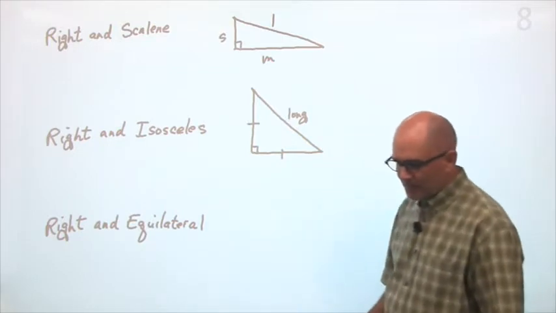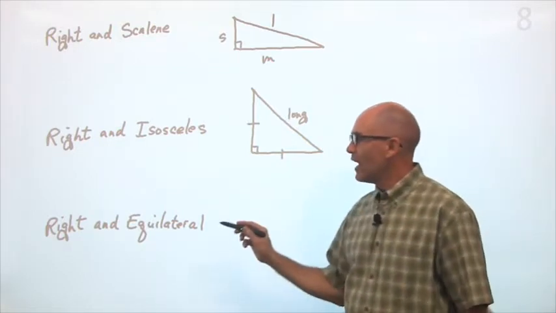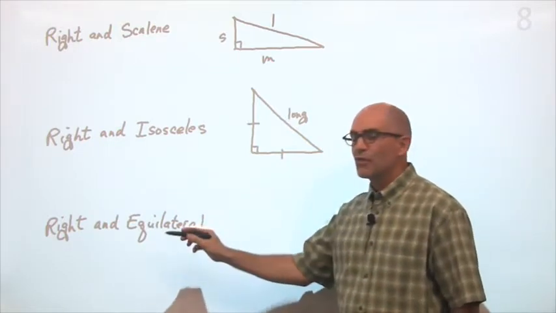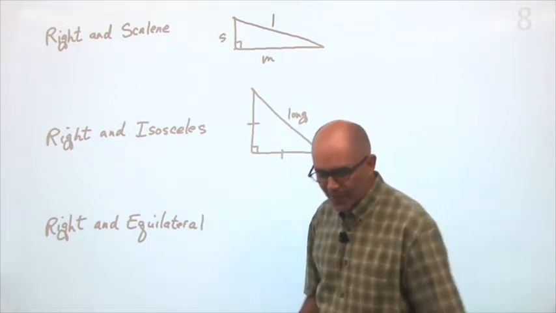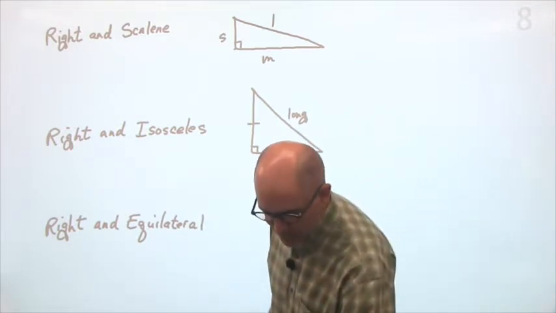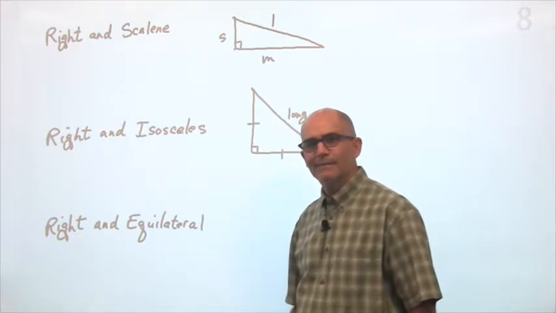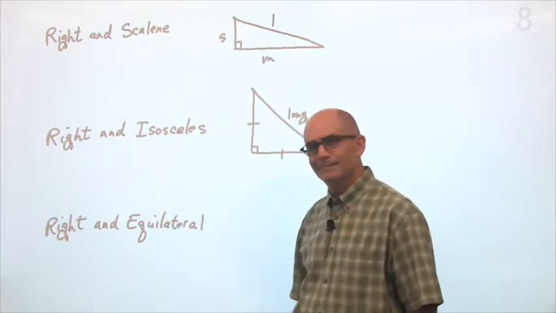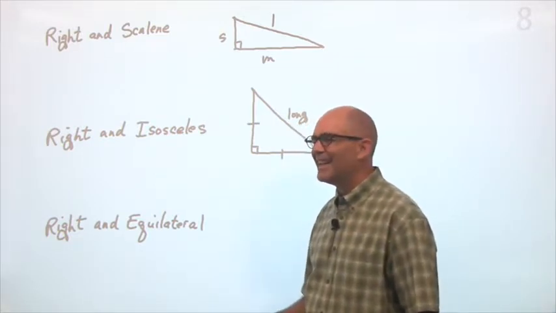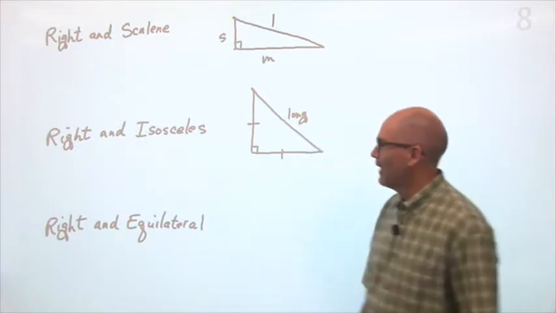Okay, and now let's try to make a right triangle that's also equilateral. Nice try, but I'm afraid you can't do that. Oh, we can't do that. All right.